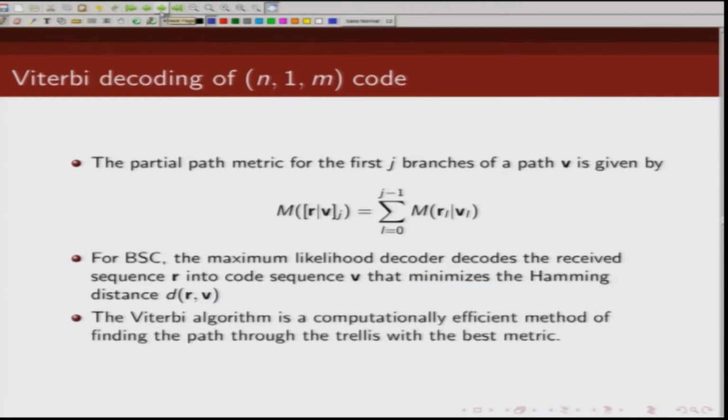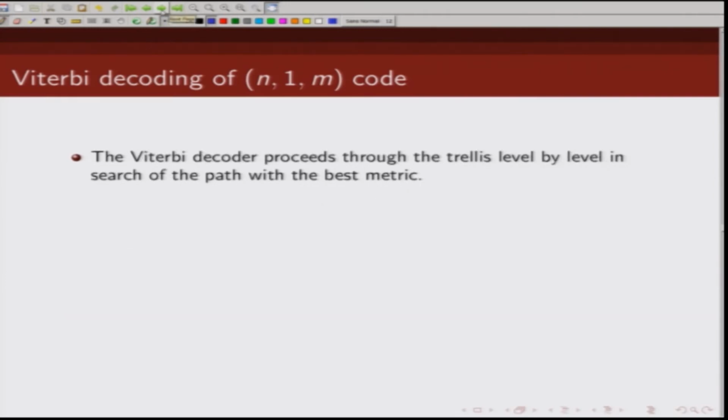The Viterbi algorithm provides a computationally efficient method of doing that, and it tells us a way to efficiently find a path through this trellis which will maximize the likelihood function. In other words, it will choose a path that will maximize the path metric.